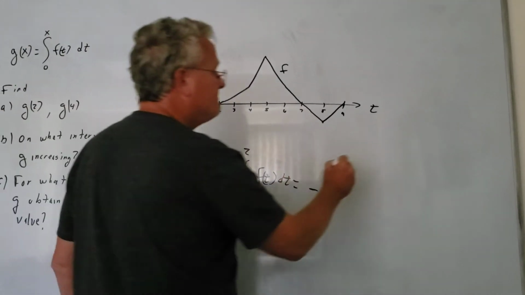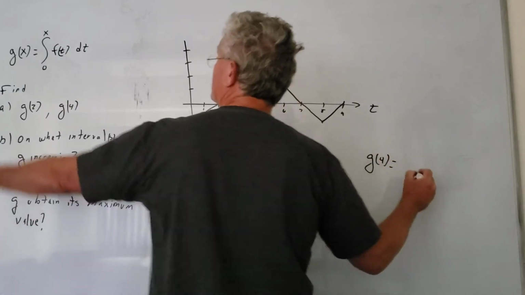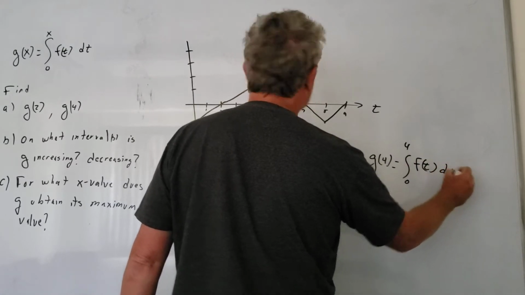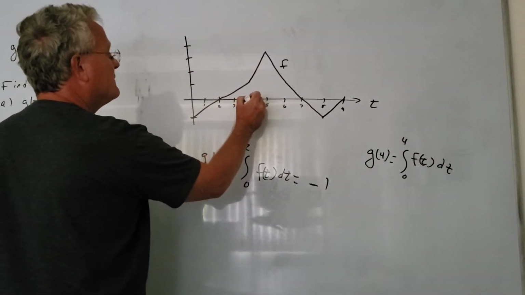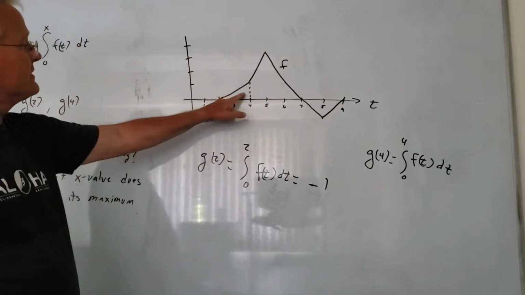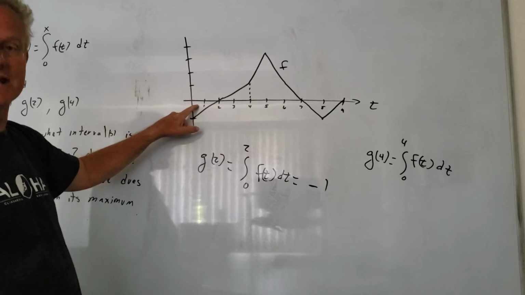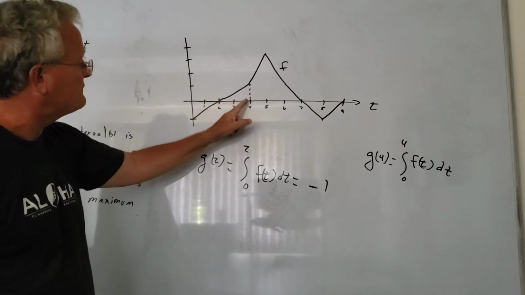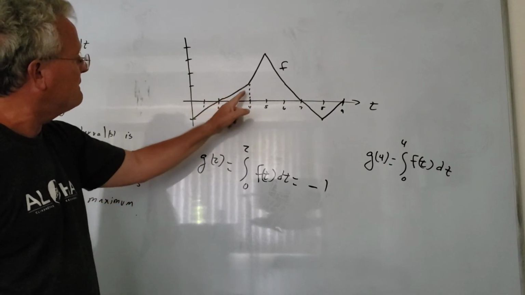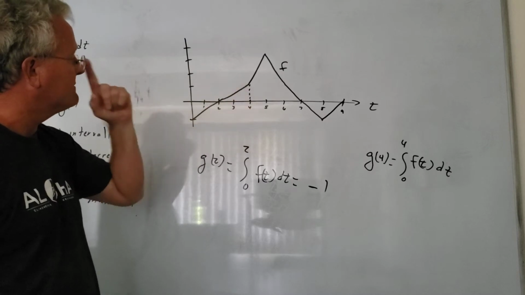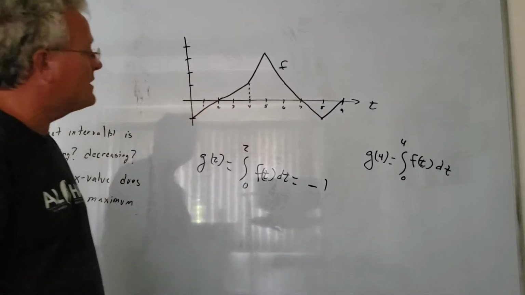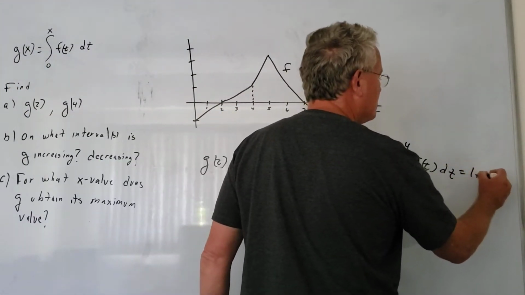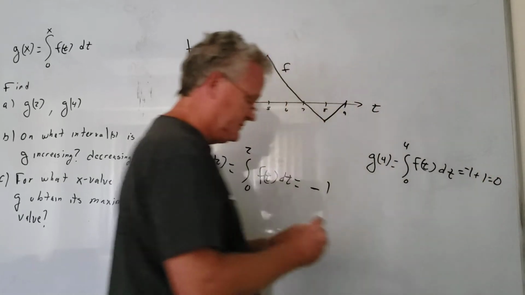What is g of 4? Well, g of 4 is the integral from 0 to 4 of our function f. So now we're going from here to here. This area is going to be positive, this area is negative, and so we're going to get the integral from 2 to 4. This part is going to be the area of that triangle, half of base times height. Half of 2 is 1. So this is -1 plus 1, which is 0.